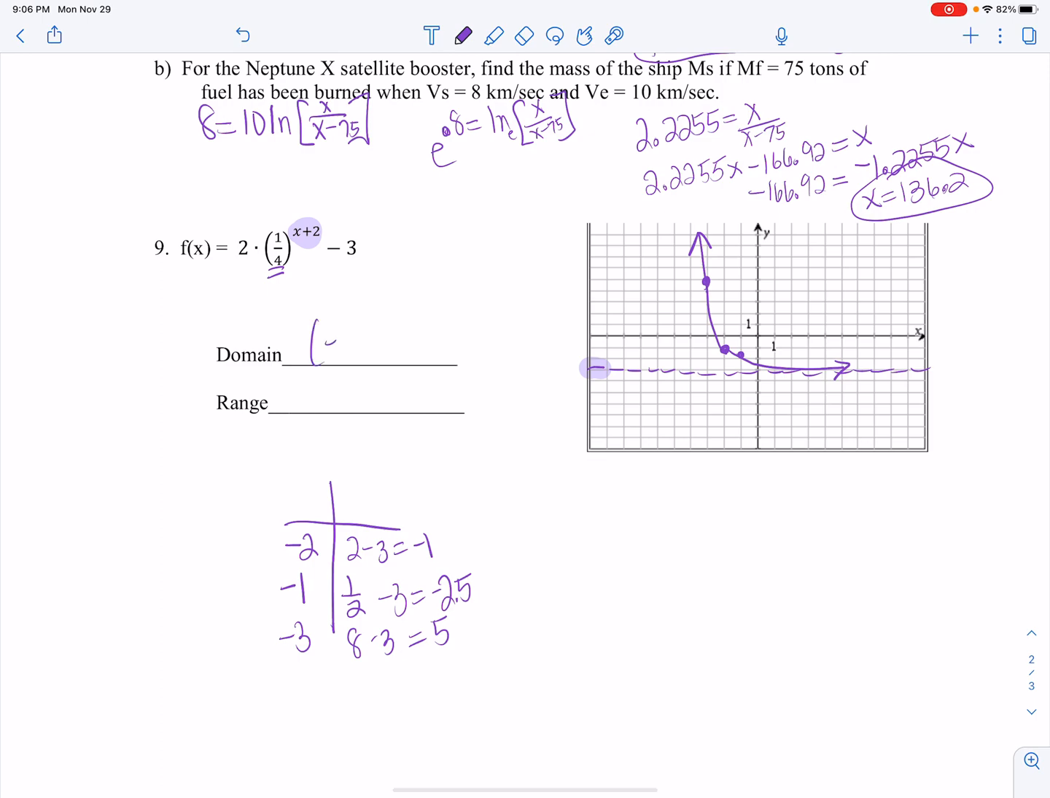Okay, my domain is negative infinity to infinity. My range is -3 to infinity. This question would be on the no calculator part of your test. Not your calculator part. No calculator.